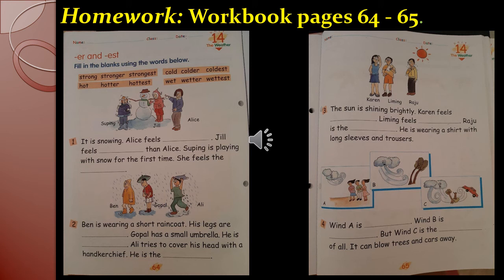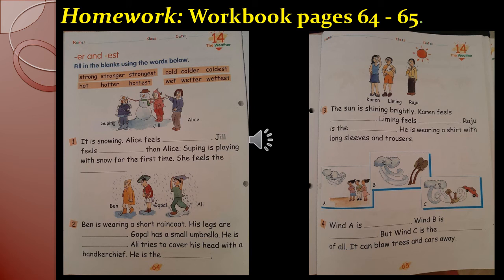Alright, boys and girls, let's have a quick look at our homework. For our homework, please prepare workbook on page 64 and 65. If you need some time to prepare, please pause the video now. Let's read our instructions. Our title, ER and EST. Fill in the blanks using the words below.